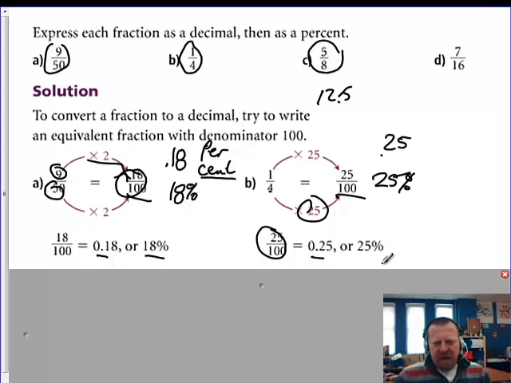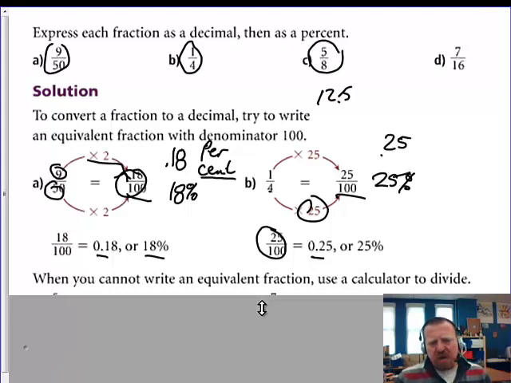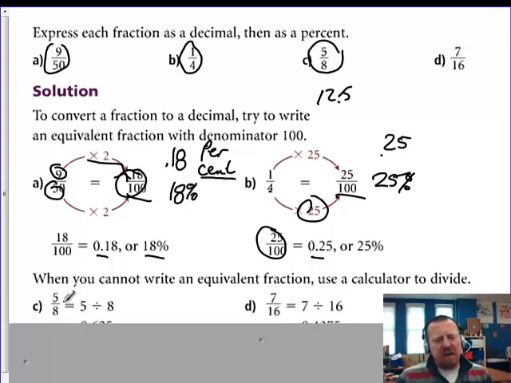Okay, so what happens when you have a denominator that is not easy to change to 100? Well, if you have that situation, when you can't write an equivalent fraction, this is where you can use a calculator, and that's why we've added them all to the class, right? Because all you have to do is take the number for what it actually means. 5 over 8 is the same thing as 5 divided by 8. Okay, let's think about what that means.